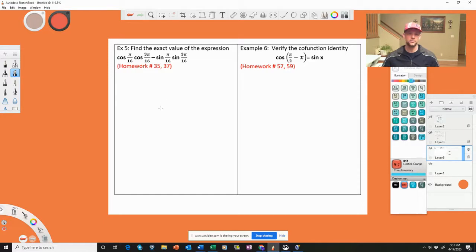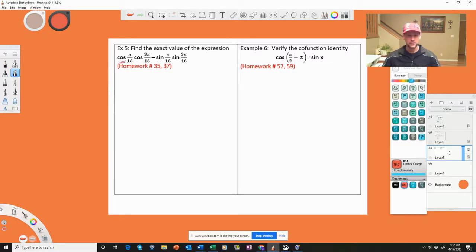Here are the last 2 examples. This one is example 5, and it's the same thing that we just did. So, I don't know, I guess you could give it a go. I pause and you try it. So here's what you should have done.